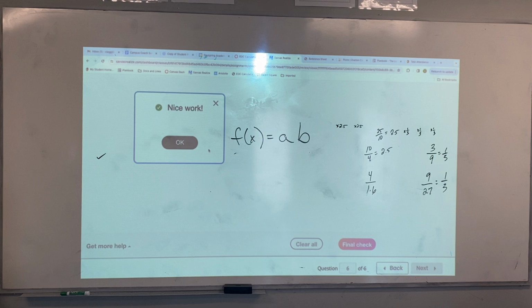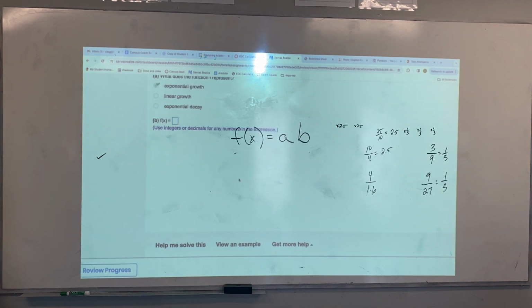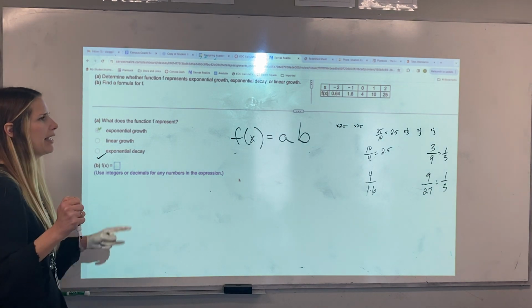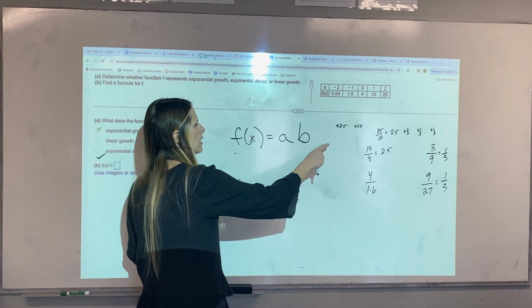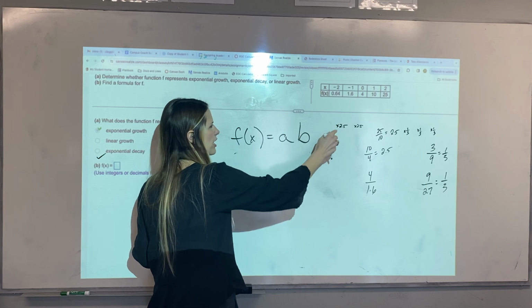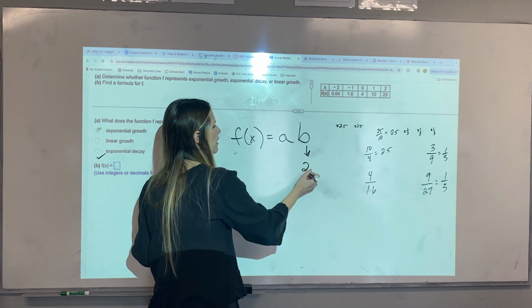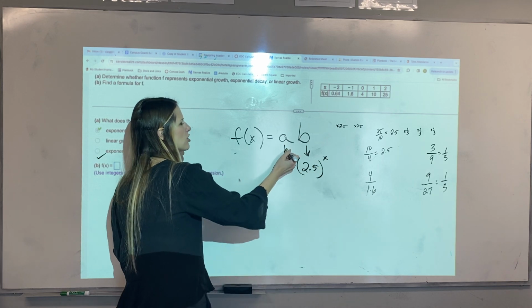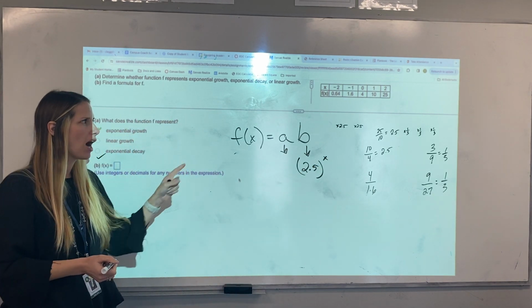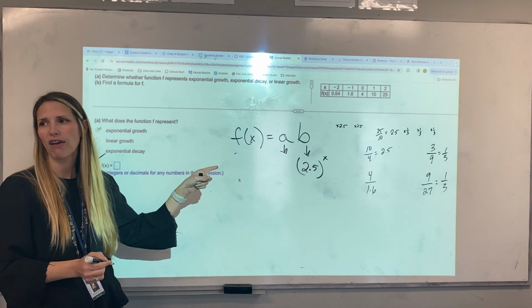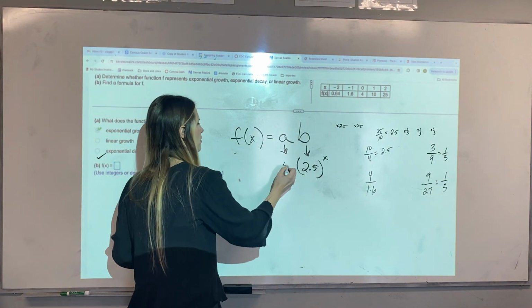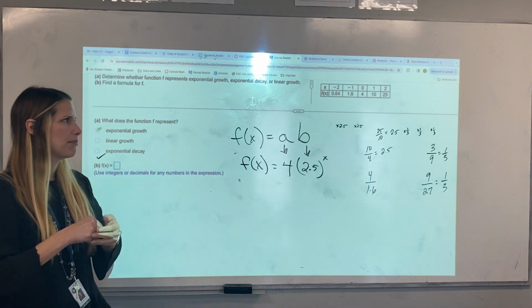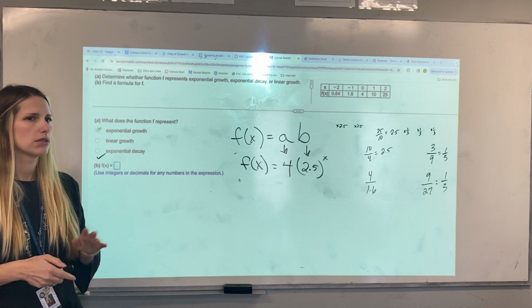And then does it just ask for the function? Then it just asks for the function. So my growth rate, or my constant ratio, I should say, is my 2.5, being raised to the x power. And then my starting value, this is a little tricky, it's not 0.64. What's my starting value? 4. Very good. Because it's the y-intercept. It's where x is 0.